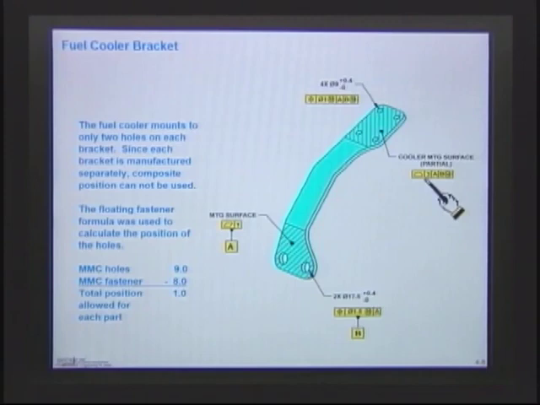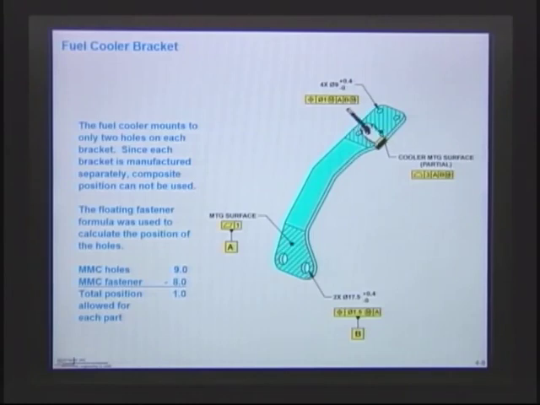The next thing I did was come in and I located these holes. They're 9 millimeter holes, and there were 4 of them. What I did is I put a position tolerance on those holes, and I positioned them back to my datums A and B. The way I figured the tolerance of 1 millimeter, I took the MMC of the hole, which was 9 millimeters, the MMC of the fastener, which was 8 millimeters, and then I had a 1 millimeter position. Since this was a floating fastener, I was allowed to take 1 millimeter and give it to each part, right? So the fuel cooler had 1 millimeter, this one here has 1 millimeter.